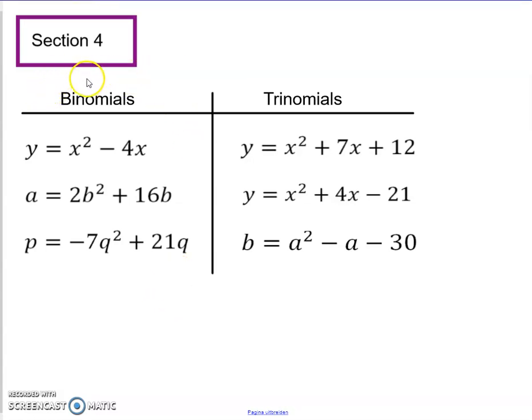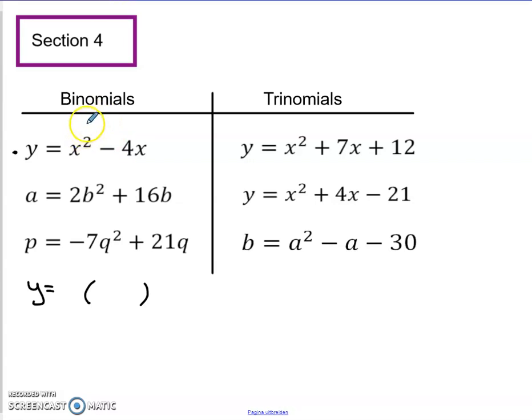We've seen before, in section 2, binomials. Those were formulas that had two terms. All binomials have two terms, and you learned how to factorize them. Let me show you the first one, this one. You're going to factorize this one. It's still a formula, so I need to copy y and the equals sign. And then we had one set of brackets.